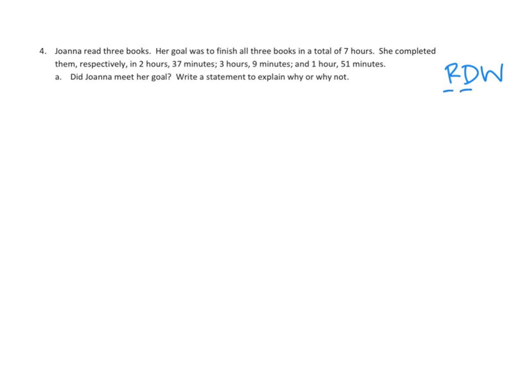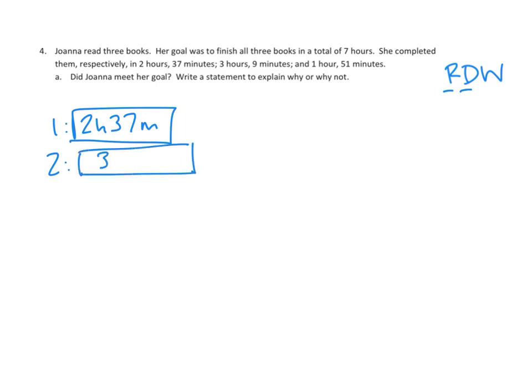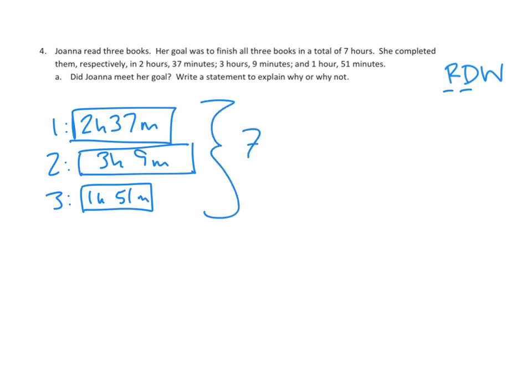We've got our first book. Her first book she read in 2 hours and 37 minutes. I'm going to do a little tape diagram. Her second book, she finished in 3 hours and 9 minutes. And her third book, she finished in 1 hour and 51 minutes. And the question is, did she get this done in 7 hours? So I'm just going to put a question mark there. Let's add them all together and see.